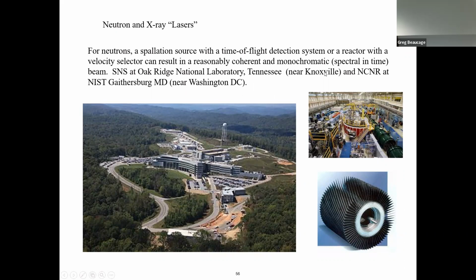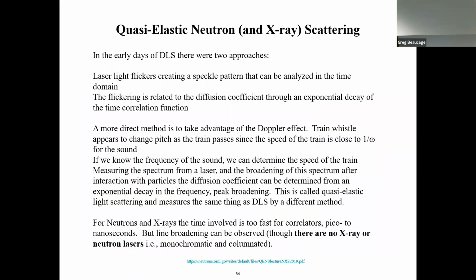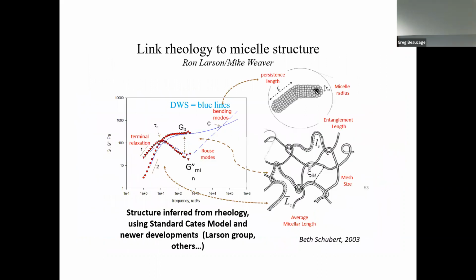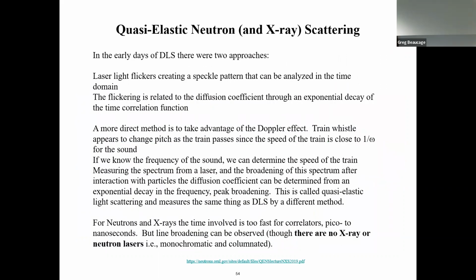Anyway, ILL in France is one of the big ones too. It's in Grenoble, which is kind of the ski country of France, not too far from Switzerland, so they put these in nice places sometimes. All right, so originally they had two ways to do light scattering, and this way died out because the energy change isn't enough to really measure that way.